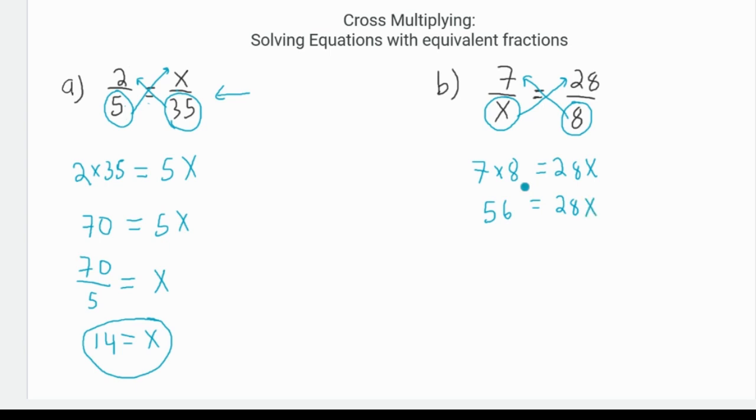So 28 times something equals 56. Well, to solve this last step, I'm now going to divide by the 28 again. Equals x. So 2 is equal to x.